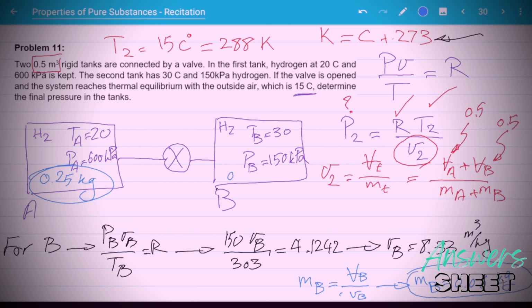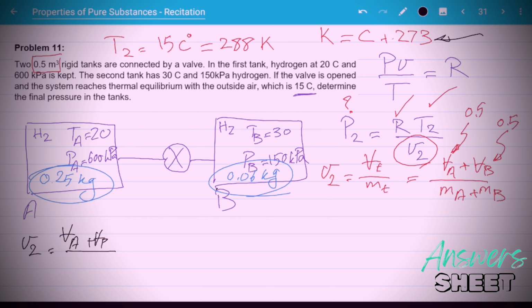Okay, now we can find the final specific volume. So v2 is the volume of tank A plus the volume of tank B over mass A plus mass B. This will give us 1 over 0.25 plus 0.06, which is 3.22 meters cubed per kilogram.